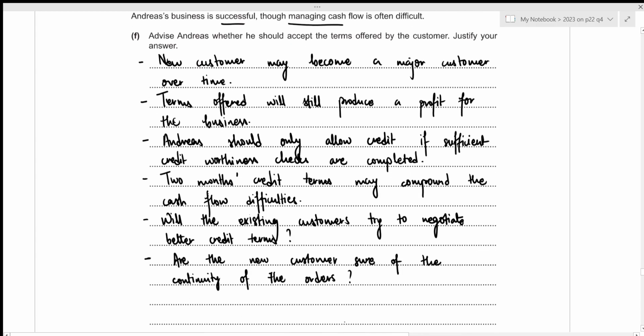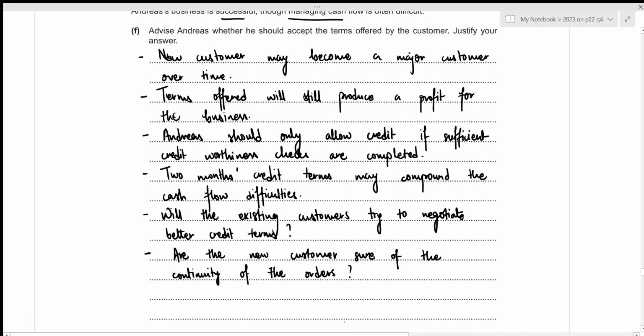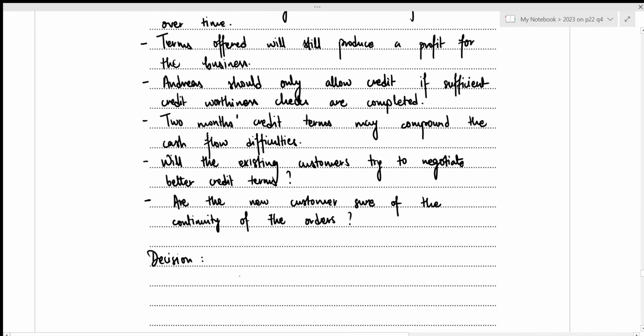Now, based on these factors, we now need to make a decision for Andreas. Personally, I would suggest that Andreas should not accept the terms offered by the customer because there will be added cash flow problems. And since she has already set out a gross profit margin of 30%, allowing an additional 10% discount would not make it possible to achieve the set gross profit margin. So that would be my main reasoning behind the decision.